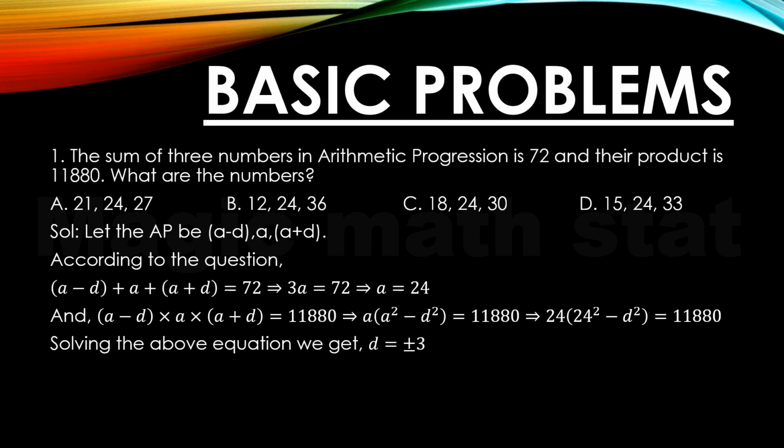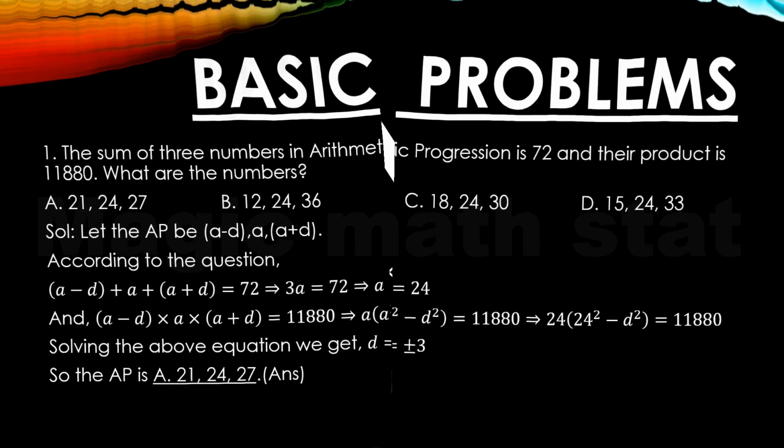So now you understand, when you have the sum or product of a limited number of terms of AP, it is much more convenient for the calculation to assume the terms as a minus d, a and a plus d. Now you can use d equals plus 3 or minus 3, you will get the same answer in both cases, which is 21, 24 and 27.